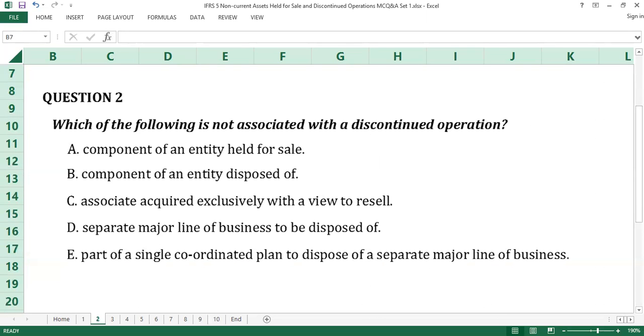Question number 2. The answer to question number 2 is C. Associate acquired exclusively with a view to resell. An associate does not meet the criteria of a component of an entity. The discontinued operation is a component of an entity that either has been disposed of or is classified as held for sale, and A. represents a separate major line of business or geographical area of operations, B. is part of a single coordinated plan to dispose of a separate major line of business or geographical area of operations, or C. is a subsidiary acquired exclusively with a view to resell. C is the answer to question number 2.